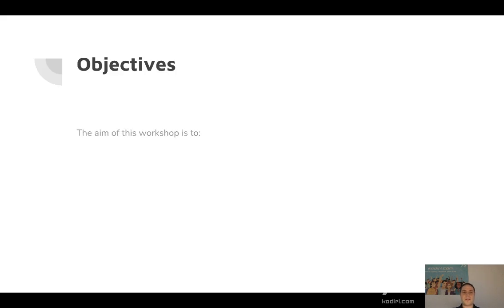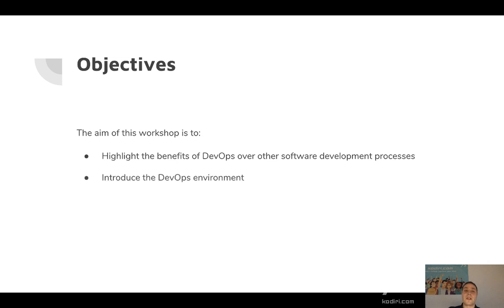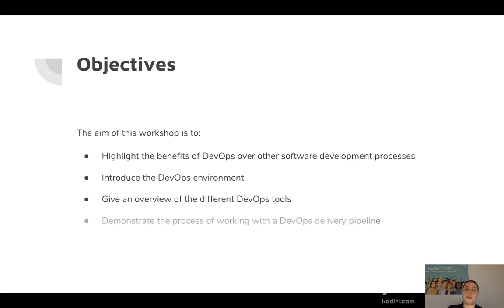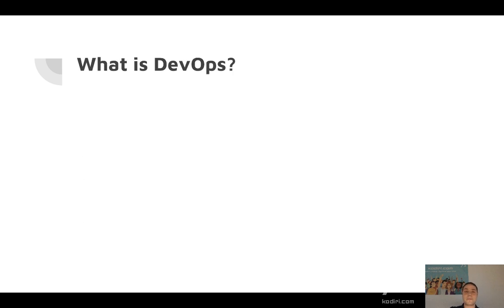So the objectives. The aim of this workshop is to highlight the benefits of DevOps over other software development processes, to introduce the DevOps environment, to give an overview of the different DevOps tools, and to demonstrate the process of working with a DevOps delivery pipeline.